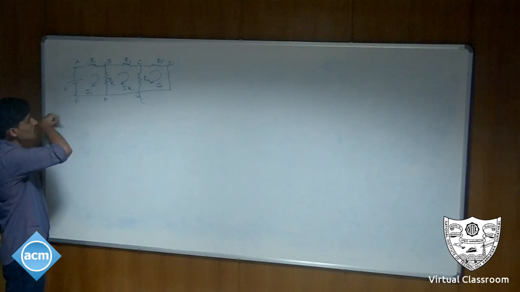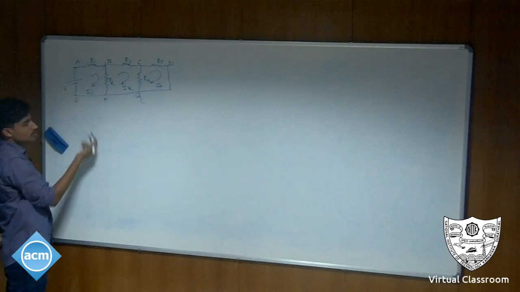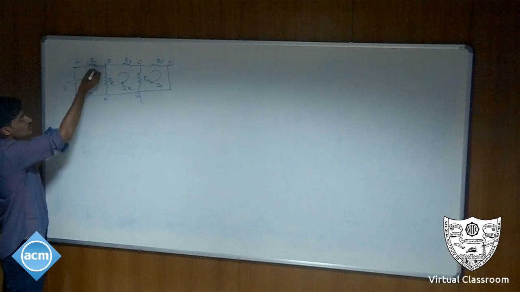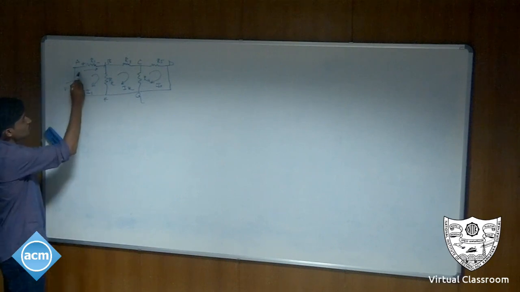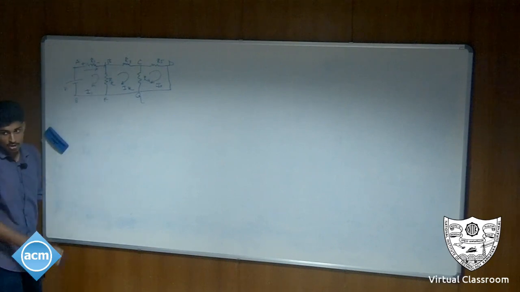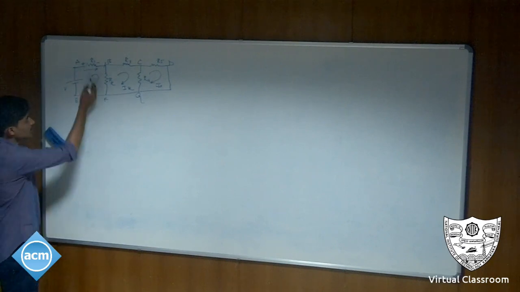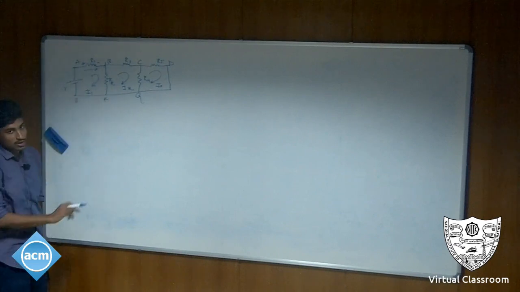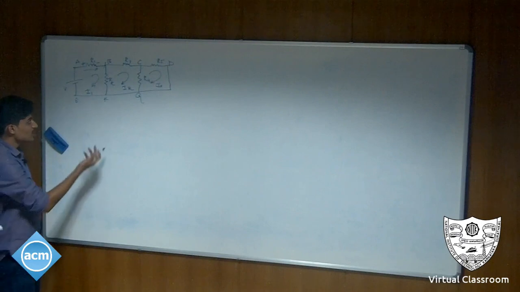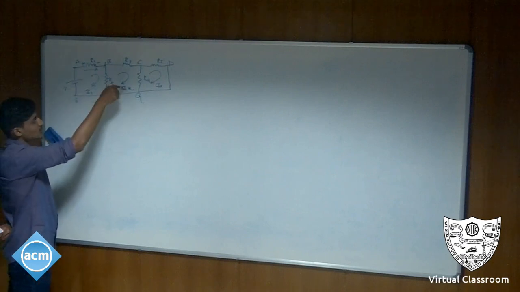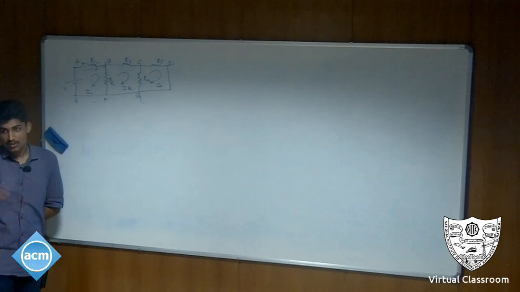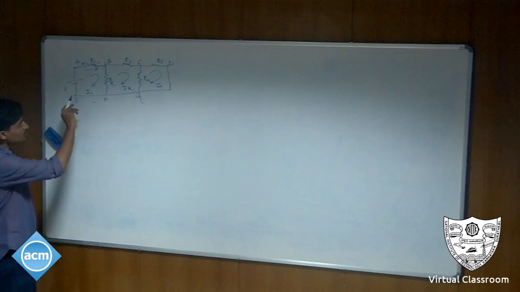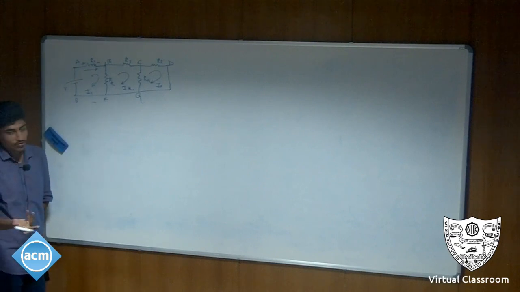So for this typical mesh, start applying your KVL. Start from this point, so if the current is flowing like this, the voltage drop is like this. When you do a mesh analysis, you can move in either direction. Here the current is flowing like this, you can either move in the current direction or in the opposite direction as well. You end up getting the same equation. But you can't move in one direction and then the other, it will end up confusing your signs. So you better move in the direction of the current, it will be easier for you also.